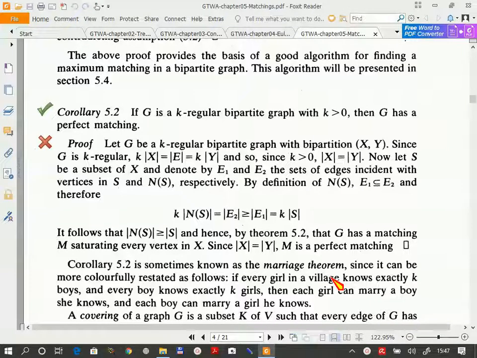Then the number of male friends of every girl is K, and the same K is the number of female friends of every boy. Then the theorem grants that there is at least one perfect matching, meaning one boy, one girl, one boy, one girl, okay. So everybody can build a family. All right.